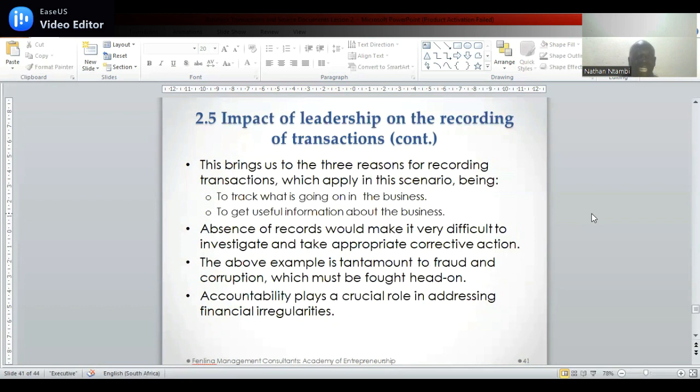This brings us to three reasons for recording transactions which apply in this scenario, being to track what is going on in the business and also to get useful information about the business. Absence of records would make it very difficult to investigate and take appropriate corrective action. The above example is tantamount to fraud and corruption, which must be fought head-on. Accountability plays a crucial role in addressing financial irregularities.